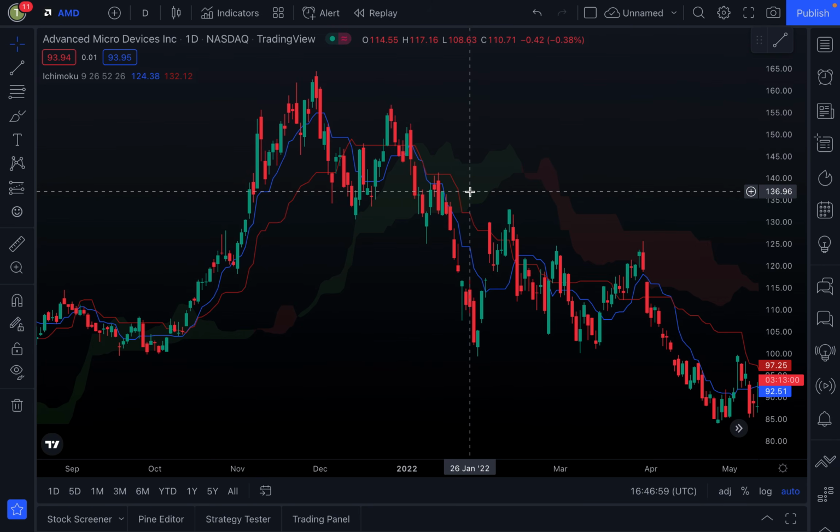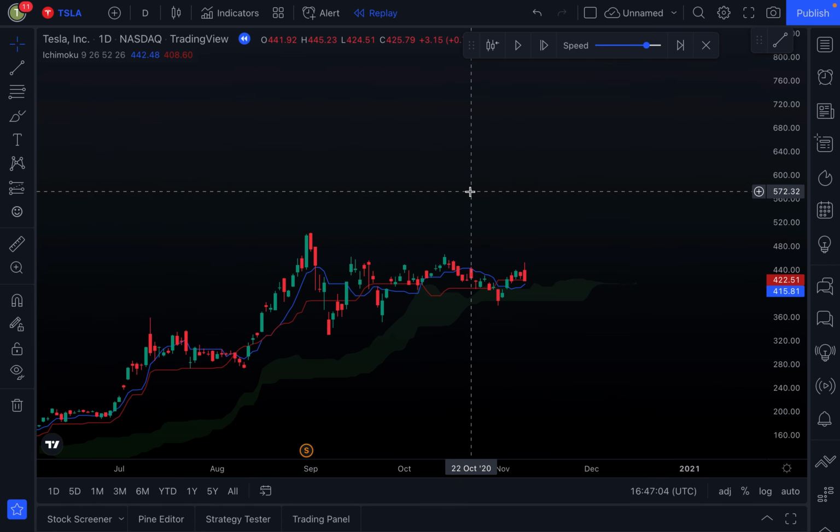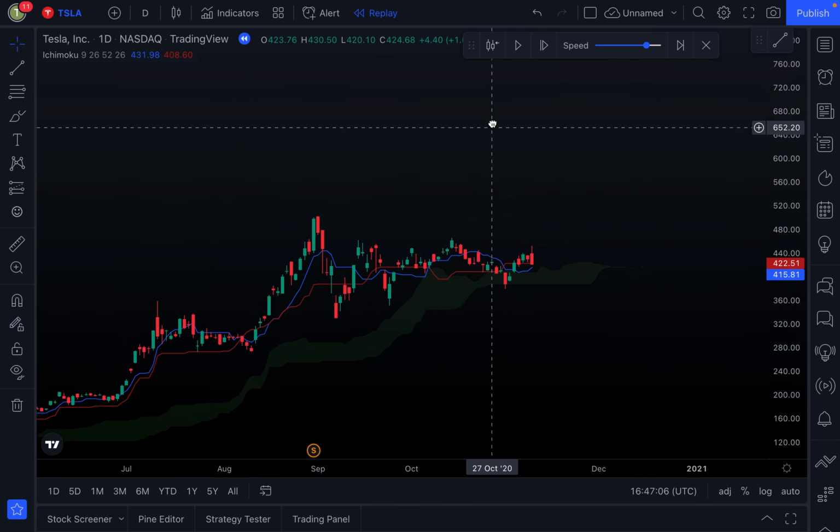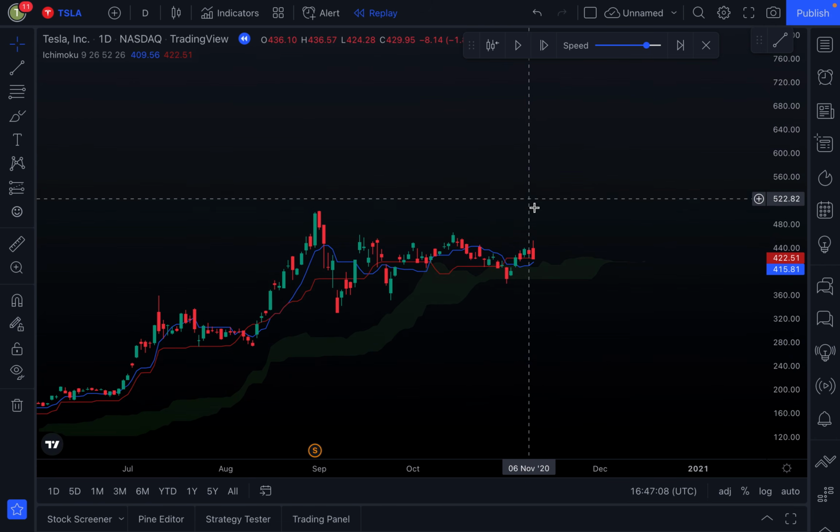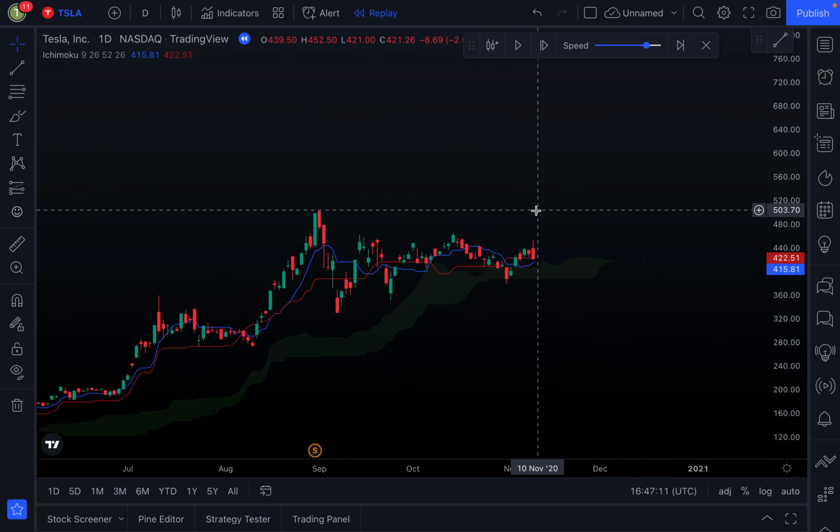So let's go into two different examples here, a bullish example and a bearish example. Let's start with Tesla, okay? So again, we have a chart for Tesla here. This was back in November of 2020. And let's take a look at what we see.